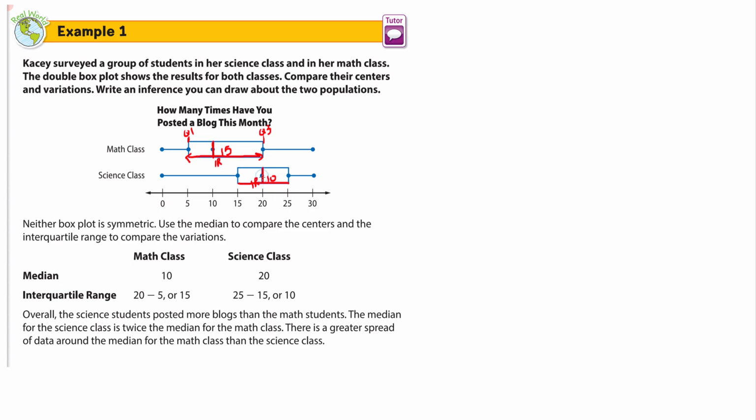science, the median's at 20. The median of the math class is at 10. The median for the science class is twice. There we go. And there's a greater spread of data around the median for the math class because the box is wider. That's easy to tell. I can tell this box is wider than that one. The fact that they're both on the same number line makes it easy to do that comparison.